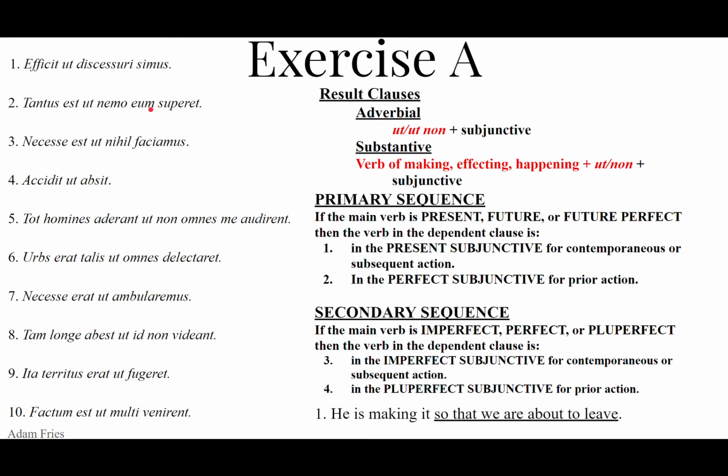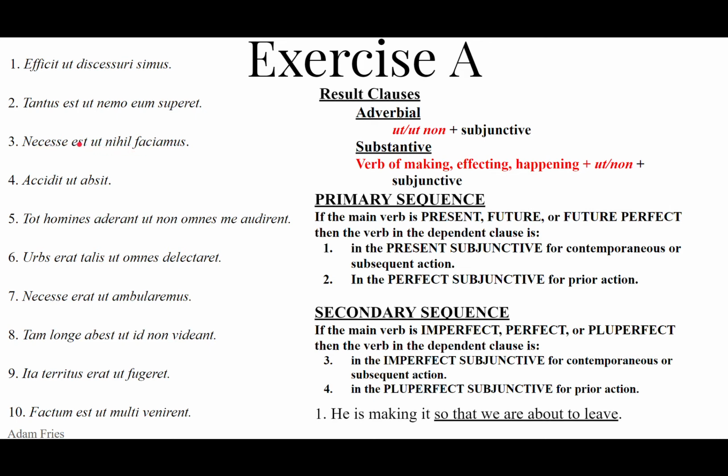Optime, sententia tertia. Necesse est ut nihil faciamus. Necesse est, it is necessary. Necesse is neuter. What is necessary? That's a noun substantive clause, because it's the what. What is necessary? Substantive result clause with the result that faciamus nihil, that we do nothing. It is necessary that we do nothing.